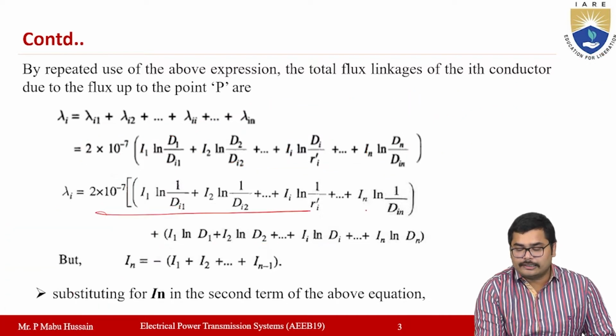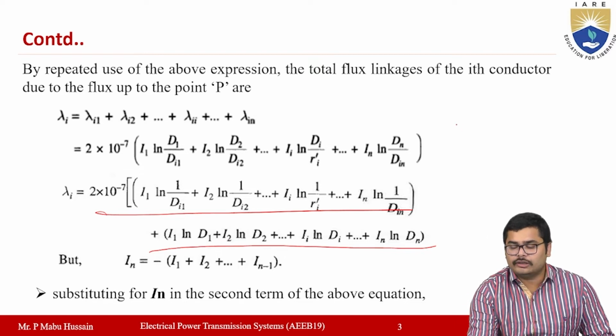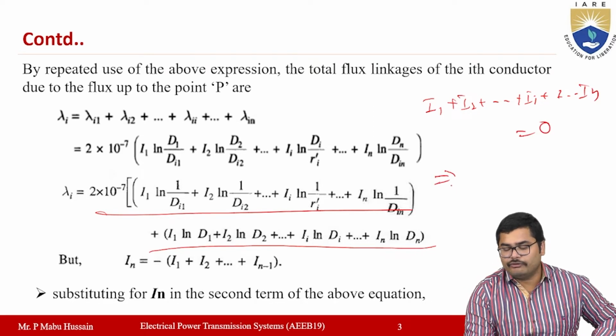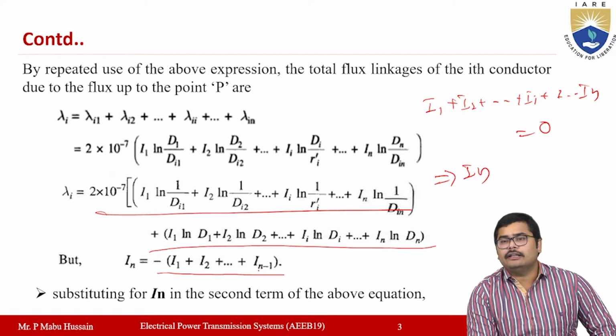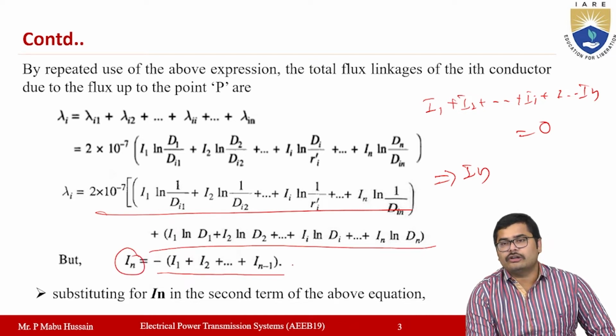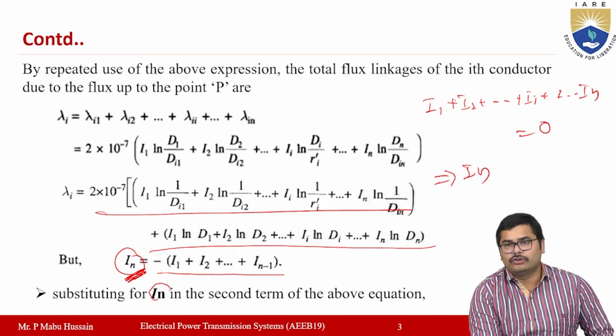Now you have got this expression. You know that the sum of all the currents in all the conductors is equal to 0. From this, the value of I_n will be equal to minus of I1 plus I2 plus so on up to I_(n-1). Now this I_n value we are going to substitute here.